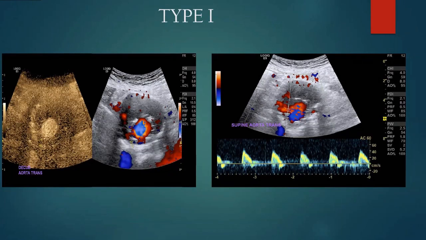Here we have another type 1, and over here, one of our vendors, we have B-flow. The simple way to describe B-flow is it's just grayscale inversion. Over on this side, we did an image compared with the directional power to pick up this slow flow, and a spectral Doppler as well.